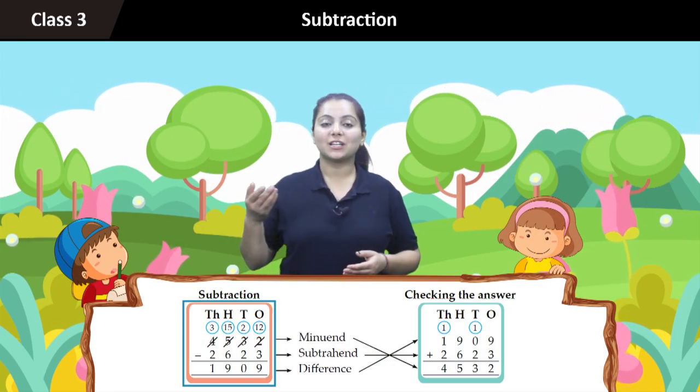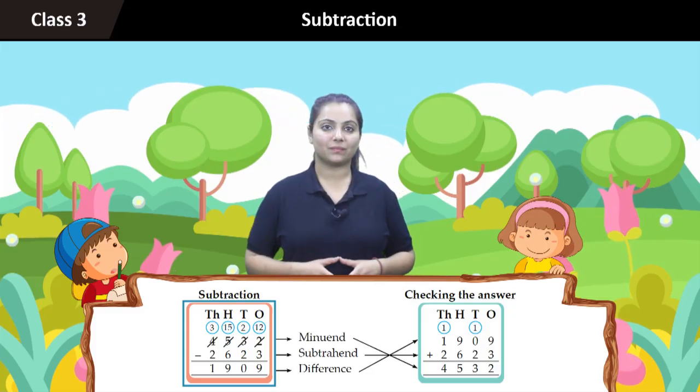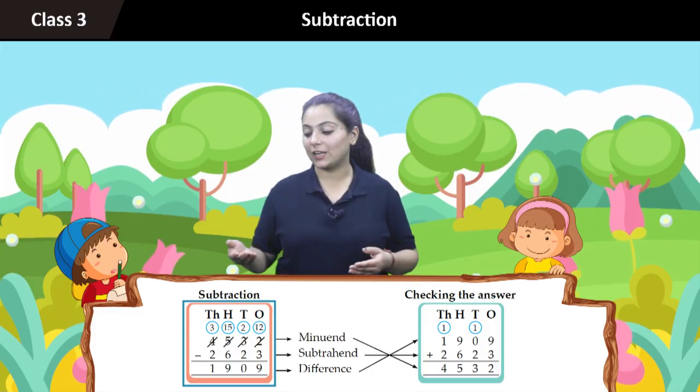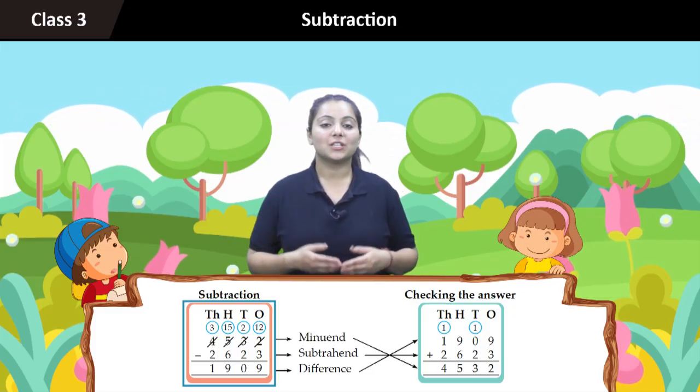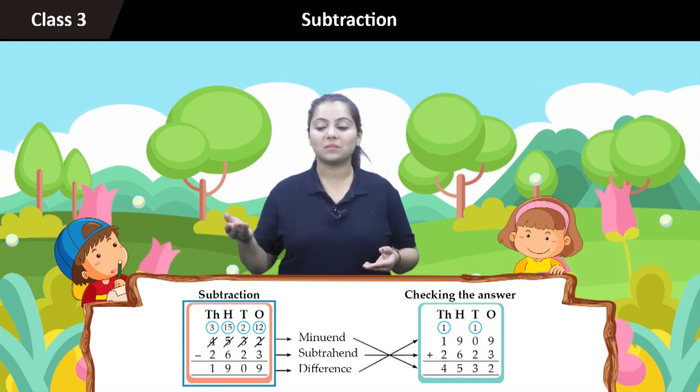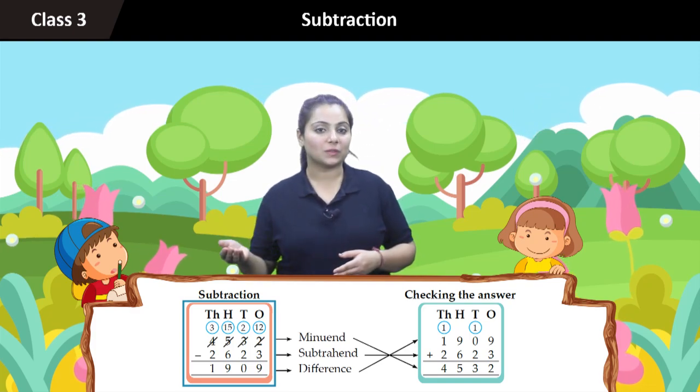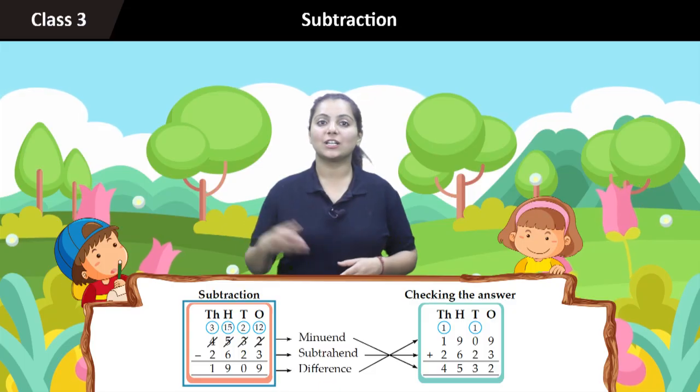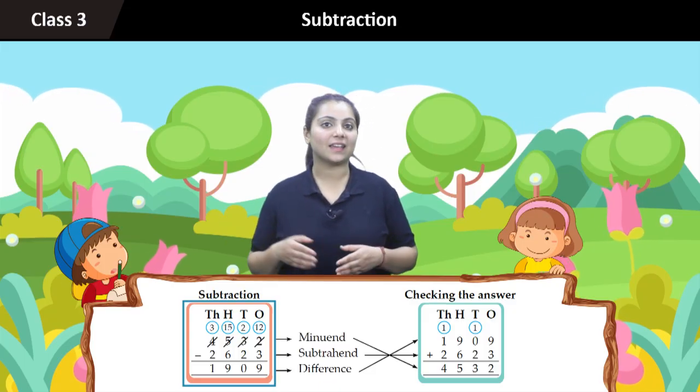4,532 minus 2,623. As you can see, 3 cannot be subtracted from 2. So we will borrow 1 tens from tens column and 2 will become 12. 12 minus 3 is 9.